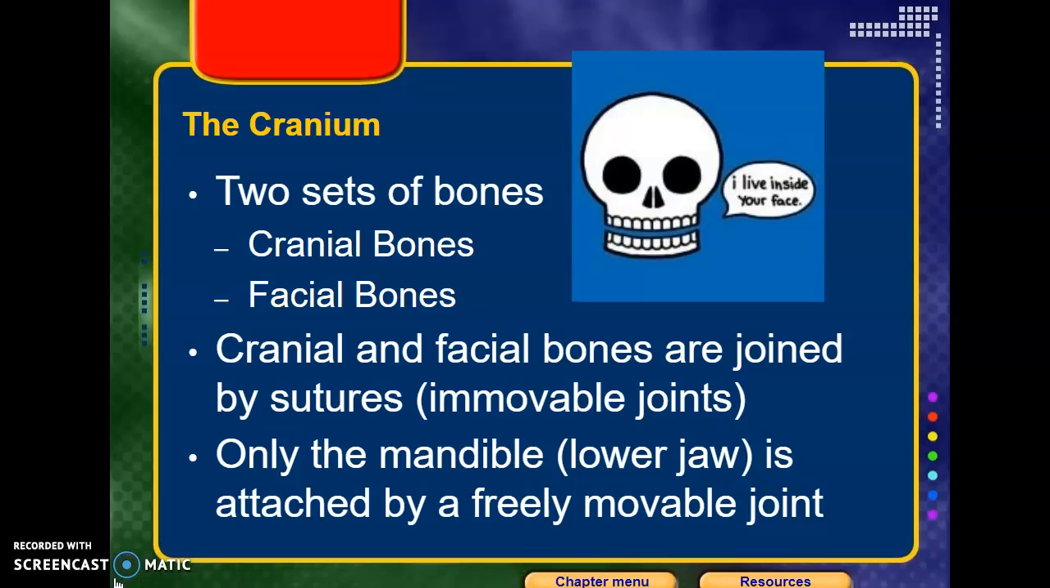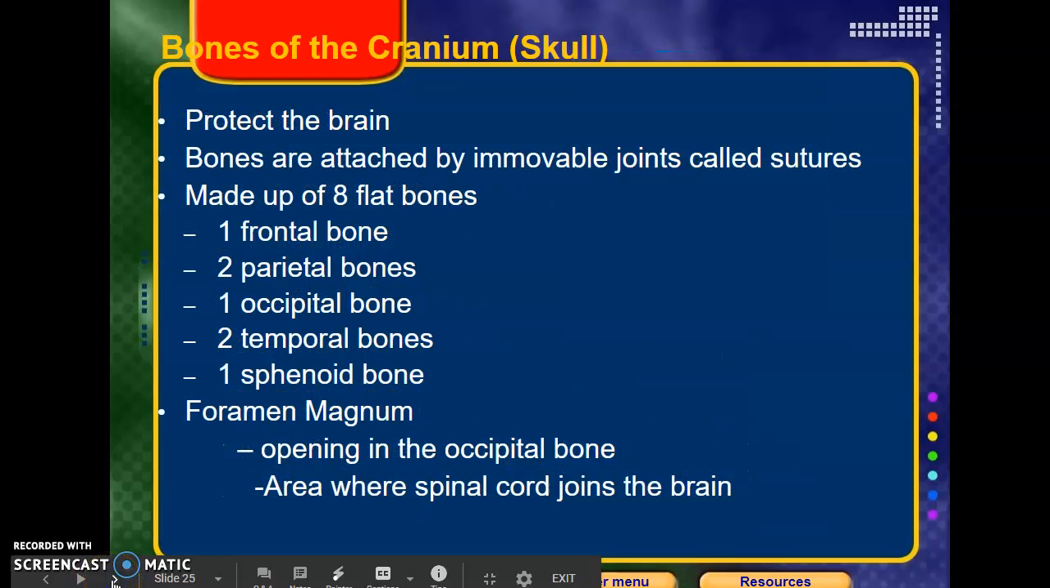So the cranium has two basic sets of bones. You have cranial bones, you have facial bones. Cranium is the skull. The cranial and facial bones are both connected by sutures, which are immovable joints that do not move at all, and only the mandible, the lower jaw, has a fully movable joint. All the other joints are immovable. The function of the cranium of the skull is to protect the brain. There are 8 bones in the cranium. There's 1 frontal bone, 2 parietal bones, 1 occipital, 2 temporal, 1 sphenoid.